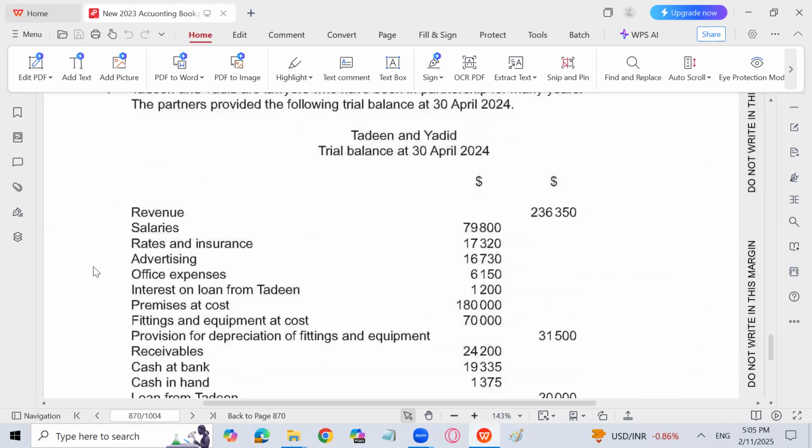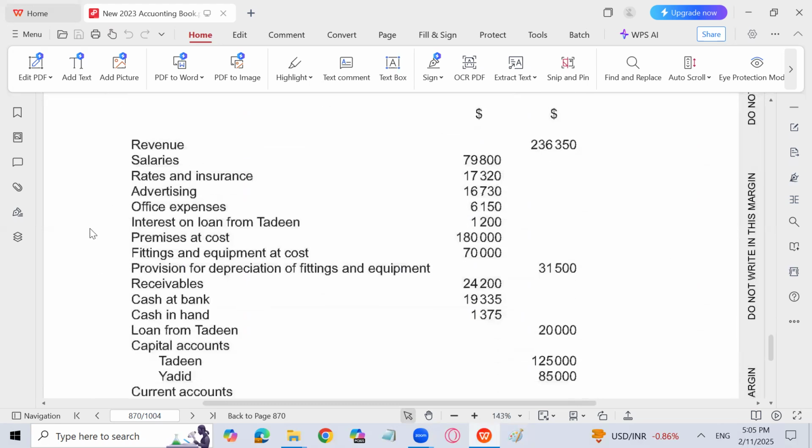Revenue is given, trial balance is given in the question. Revenue, salaries, rates and insurance, advertising, office expenses, they are all expenses. Interest on loan from Tadeen is given 1200. Premises at cost is a non-current asset. Fitting is a non-current asset. Receivables. What are receivables?